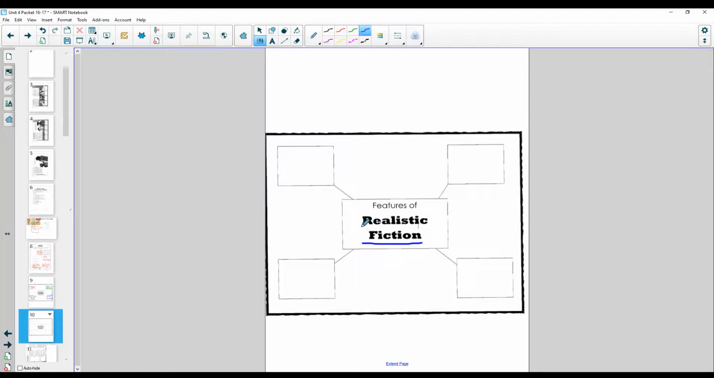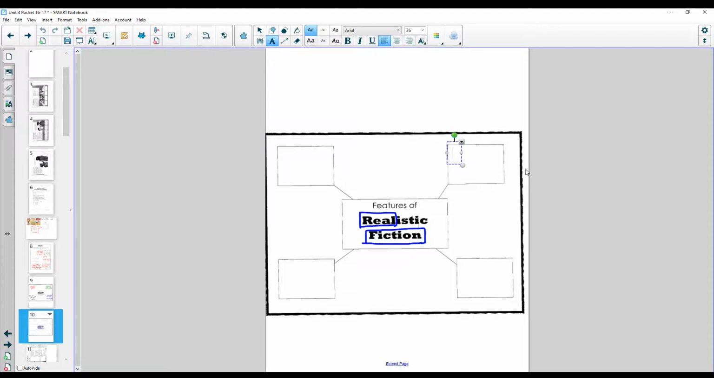So, I want you to think about this. Realistic has the word real in it because these stories can really happen. There's no fantasy in them. They're realistic. They could happen. However, fiction means fake. So they're real stories that people make up. Okay, so let's fill in our squares.